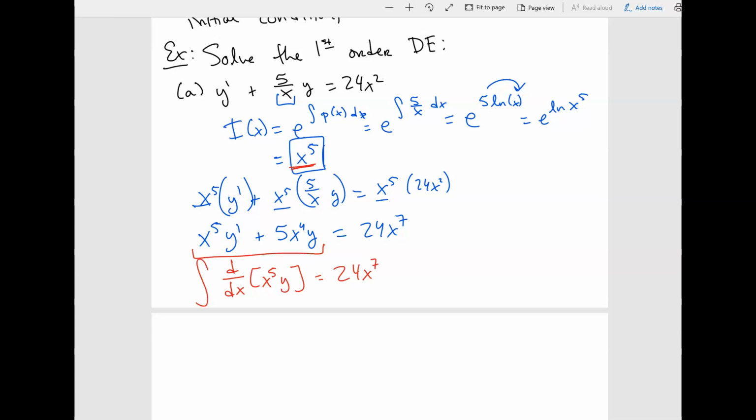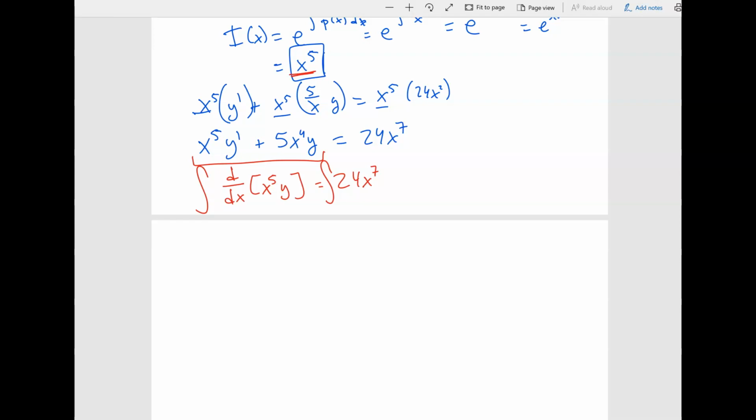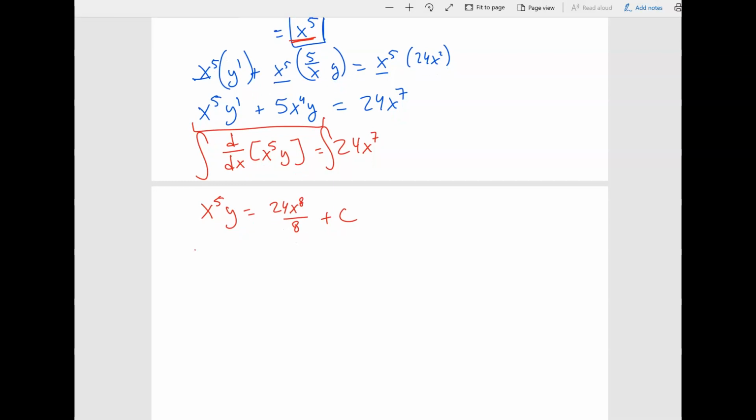Now let's take the integral of both sides. I'm left with x to the 5th y is equal to 24x to the 8th divided by 8 plus c. So x to the 5th y is equal to 3x to the 8th plus c. Finally, divide by x to the 5th on all the terms. What I'm left with is y is equal to 3x to the 3rd power plus c over x to the 5th power.